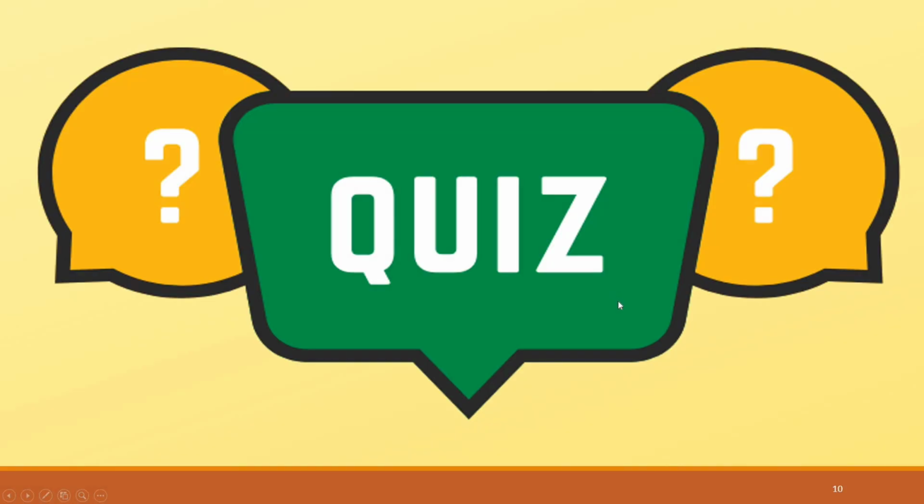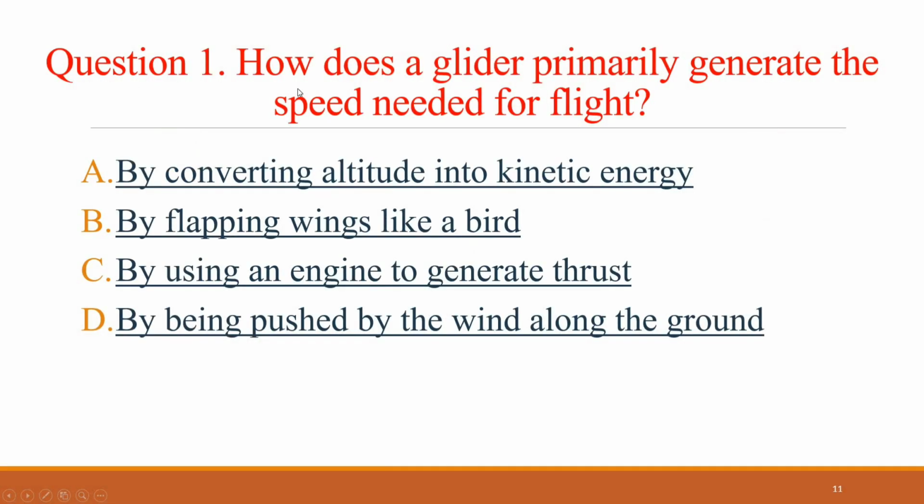Okay guys, now let's have a little quiz. The quiz consists of 5 questions. I'll give you 10 seconds for each one, and then I'll show you the correct answer. Let's start with the first question. Question 1. How does a glider primarily generate the speed needed for flight? The correct answer is by converting altitude into kinetic energy.